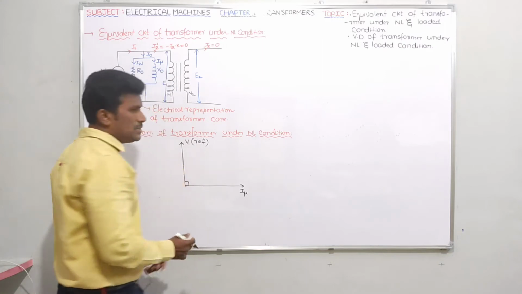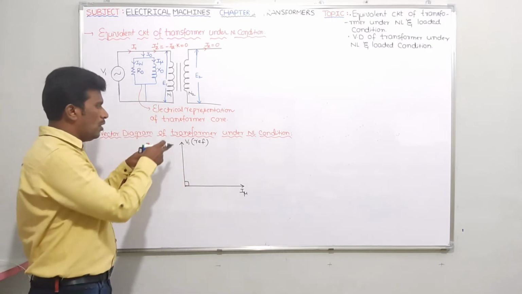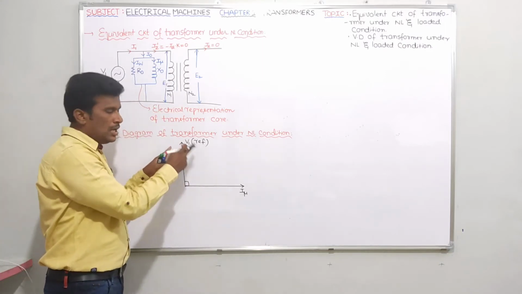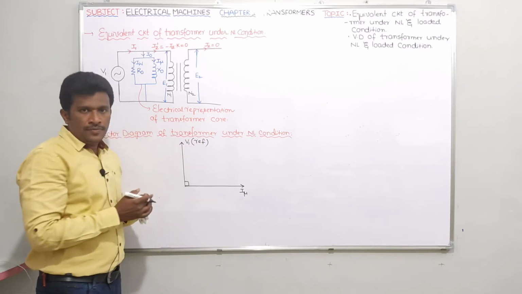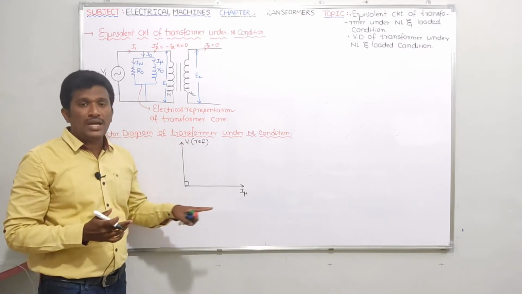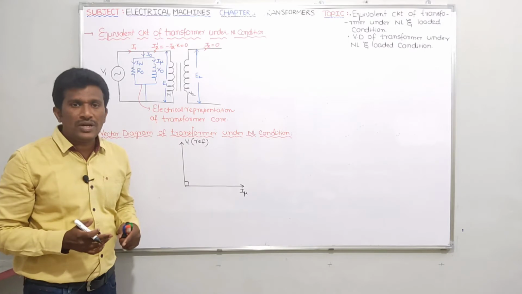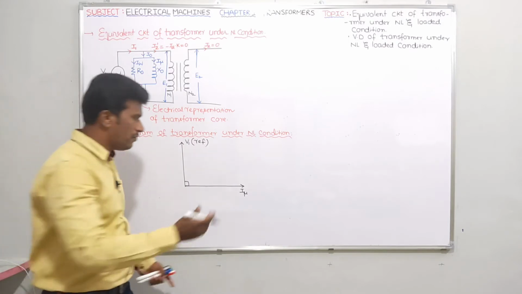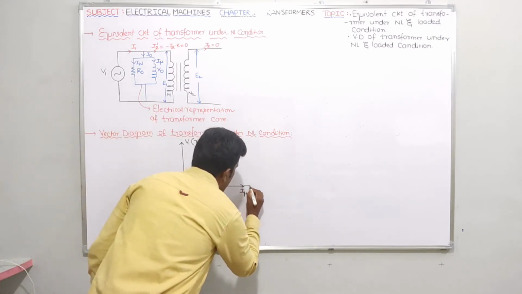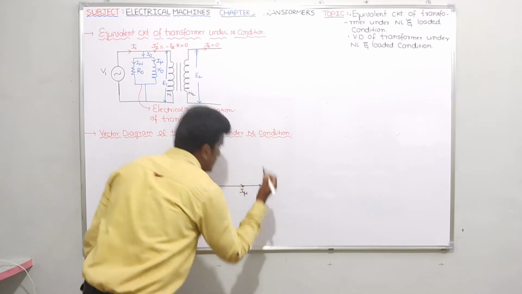Next, whenever a voltage source is connected to the transformer, it will take IMU current. Why will it take IMU current? To magnetize the transformer core. So tell me, what is the angle between IMU and flux? In phase. IMU and flux will be in phase.